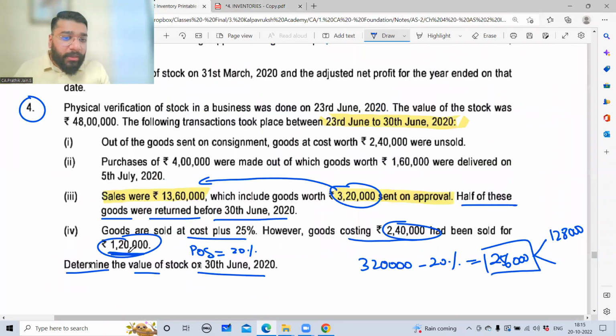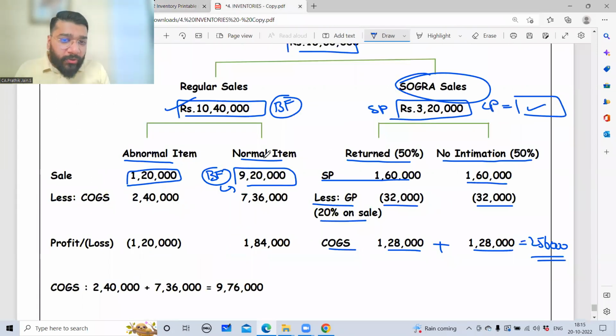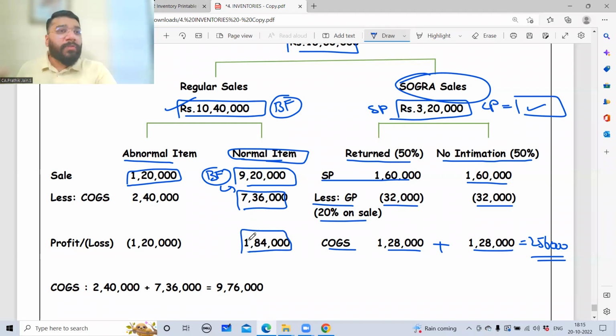Now, here also they're telling that profit is cost plus 25%. So profit on cost is 25%. Profit on sale is 20%. So here for the normal item, 920 sale is given. From that, if I minus 20%, can I say I'll get 7,36,000 as my cost price? On 920, if you multiply by 20%, you'll get 184 profit. So from that 920, if you minus 184, you'll get what? Cost of goods sold, which is 736. Am I correct? So cost of goods sold for the normal item is 736. Is that okay? Everyone, hello?